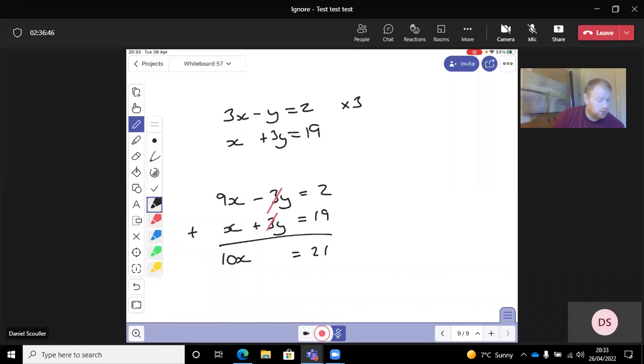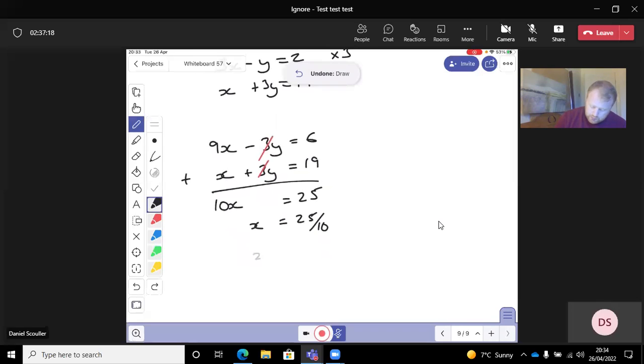What have I done here? Is that right? 21 over 10? 25, whatever. What have I done? Oh, because I've not multiplied the 2. Okay, silly mistake, getting tired. So 10x equals 25. x equals 25 over 10. If you know how to do that, that's 2.5.